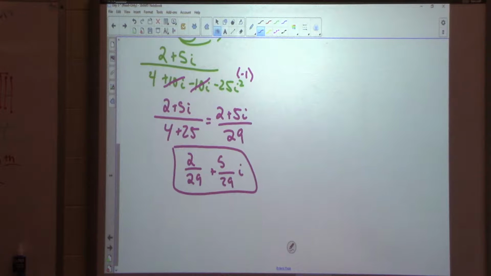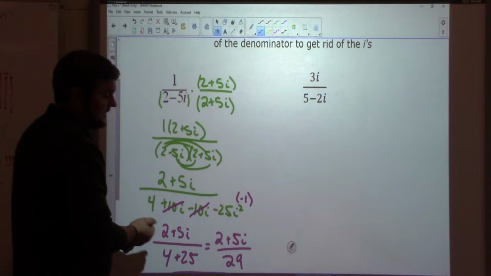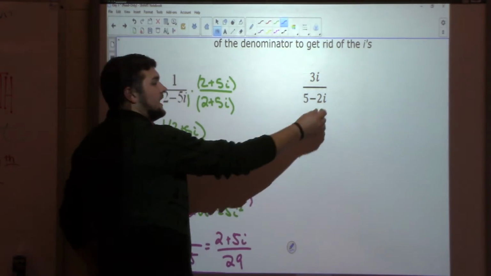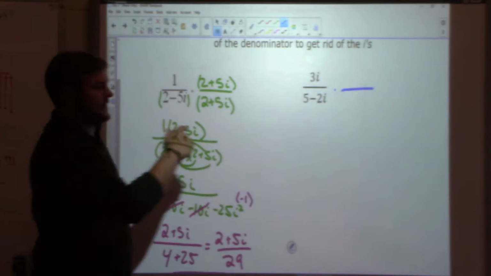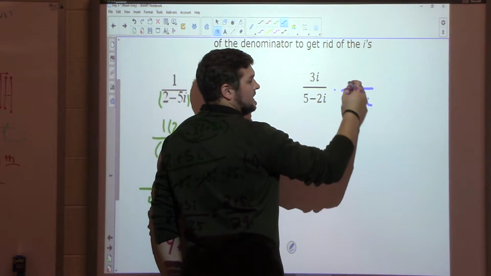Okay, any questions on that first one? That one took a little bit, didn't it? I'm going to go a little bit quicker with the second one, okay? Please stop me if I'm going too fast. 3i over 5 minus 2i. Same thing, I want to get rid of that i in my denominator, so I multiply by the conjugate. The conjugate of 5 minus 2i is 5 plus 2i.